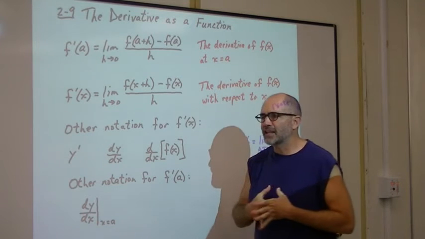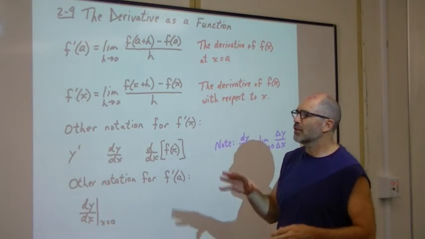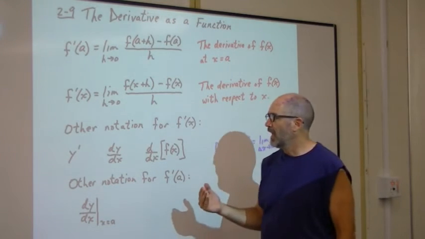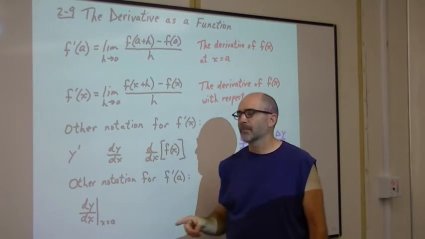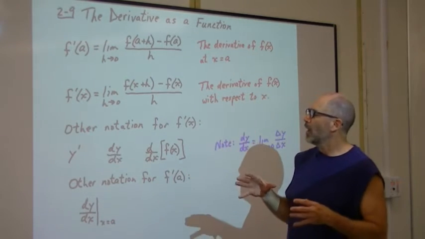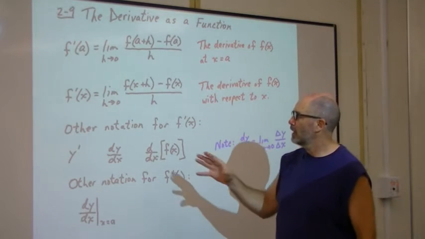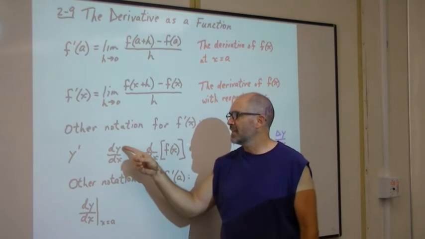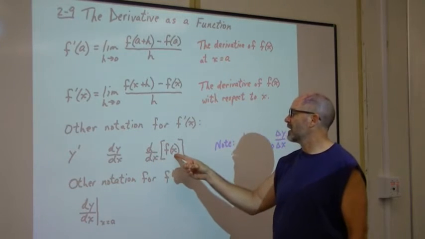Now, calculus was invented in the early 1700s, and in Western Europe it was done by Sir Isaac Newton, and his notation was f prime of x or y prime. Now, in Eastern Europe, a guy by the name of Leibniz also developed calculus, and his notation was dy dx or d dx of f of x.